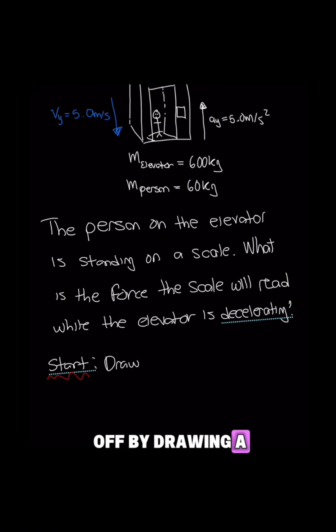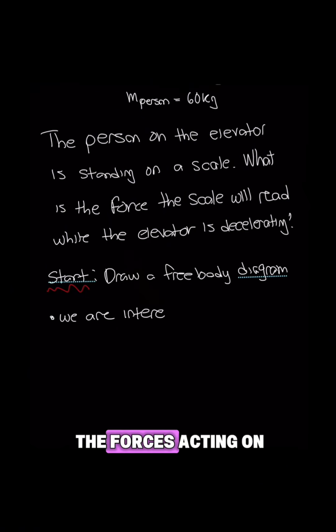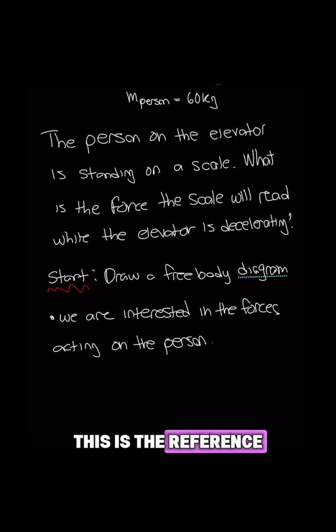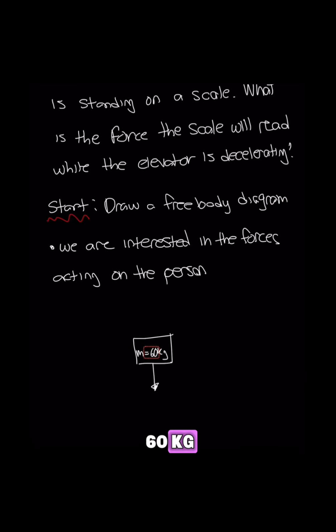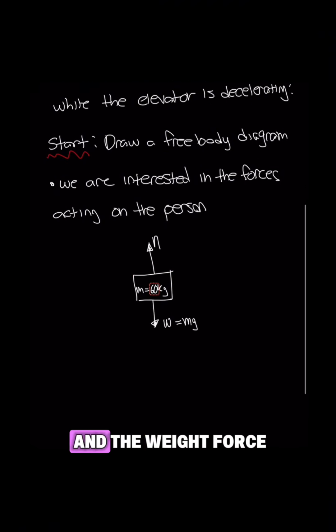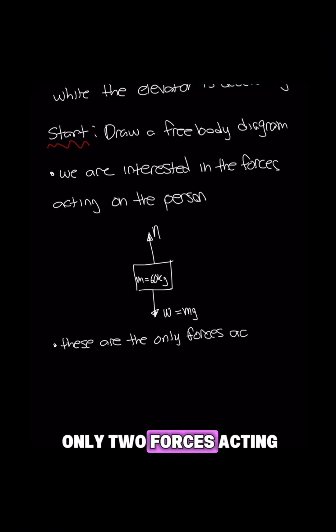So we can start off by drawing a free body diagram, and we're interested in the forces acting on the person. So this is the reference frame that we're going to be drawing the free body diagram for. So we can identify mass equals 60 kilograms, and then we can identify the two forces acting on the mass, which is just going to be the normal force and the weight force. So these are the only two forces acting on the object.